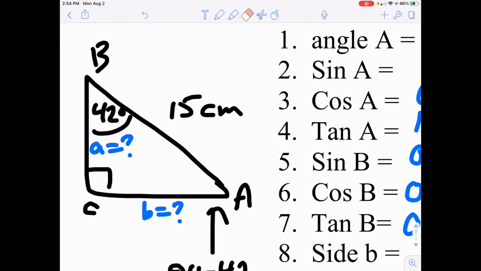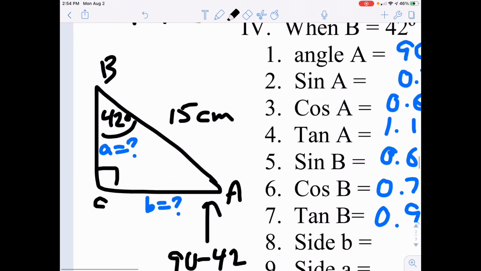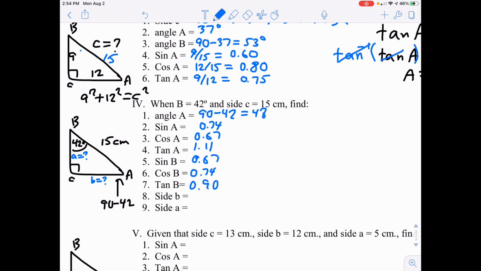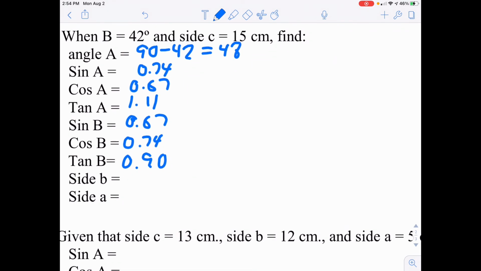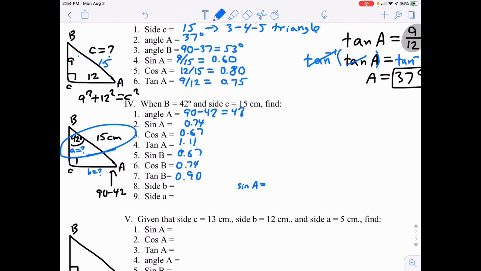To get the adjacent side B, I could set up a cosine ratio. Cosine of A equals B over 15. And that's what I'm going to do. I'm going to go ahead and set up a sine and cosine ratio to get those two sides. So first off, the sine of A is equal to little a over 15.